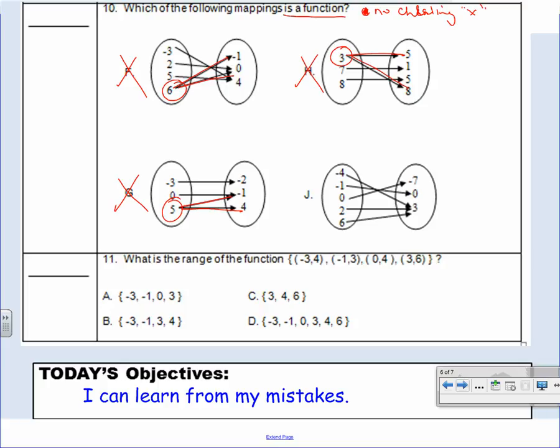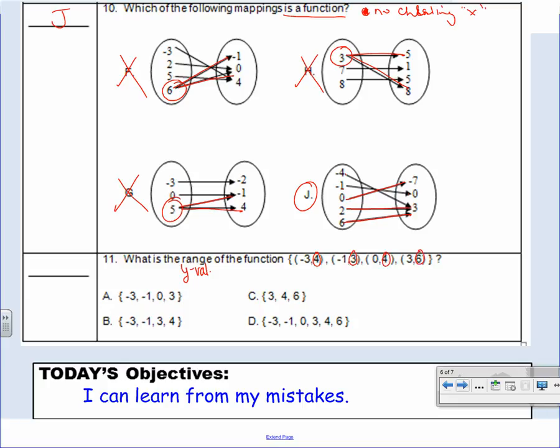That means J is my function, and I can check, yes, negative 4 only is dating 3, negative 1 is only with 0, 1 is only with 7, 2 is only with 3, and 6 is only with 3. So J is the function. Our last problem, what is the range of the function? Our range are our y values. So looking at our ordered pairs, the y value is the second one.